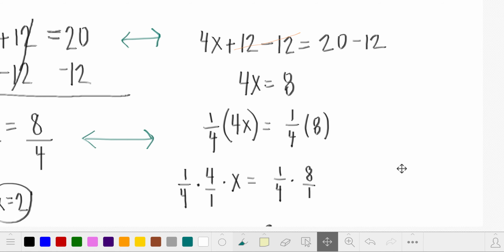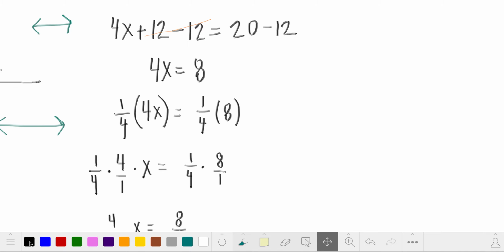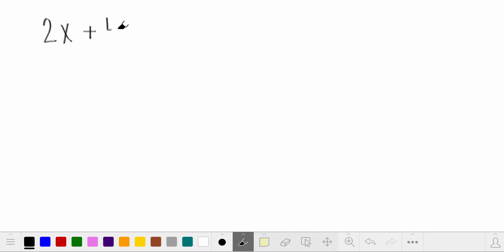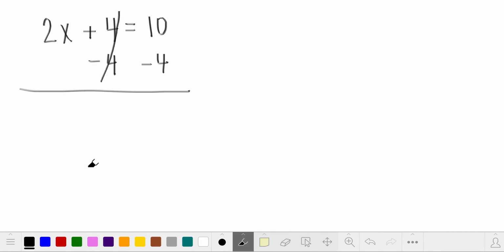So I'm just going to show you one more example, just so we can see the pattern more clearly. If you have, for example, 2x plus 4 is equal to 10, step 1, subtract 4 from both sides. Now on the left side, the 4's cancel because 4 minus 4 is 0, and you're left with 2x is equal to 6.